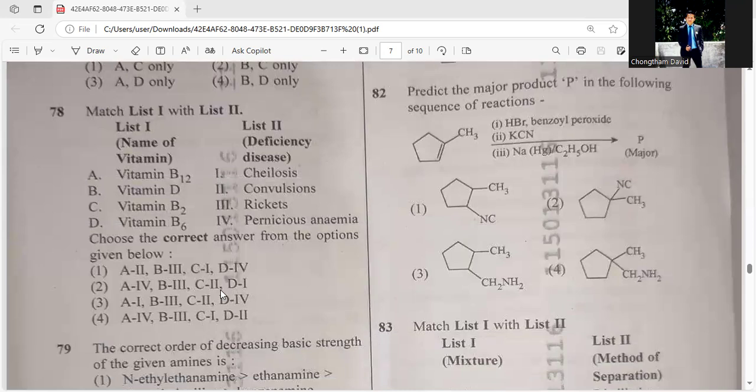78. Vitamin B12 causes what sickness? It causes pernicious anemia. Vitamin D causes rickets. Vitamin B2, cheilosis, that is cracks in the lips. B6, convulsions. So A4, B3, C1, D2, that is option 4.